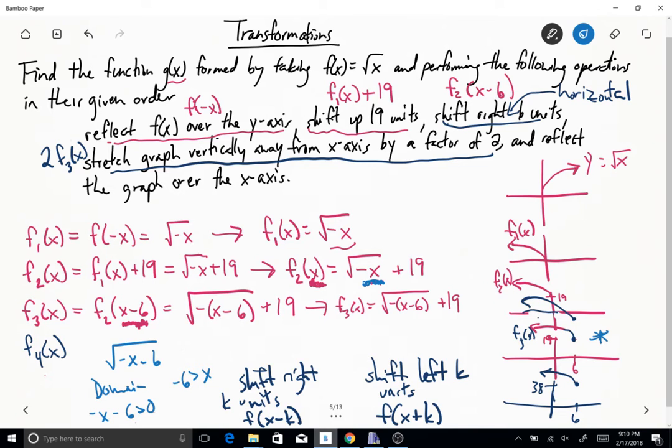We wanted the domain to be from negative infinity to positive 6. That doesn't match our domain here. So we got a problem. That's why we put that in parentheses. We want to try and make sure our domains match. And that's why I like drawing the graphs all the time too.